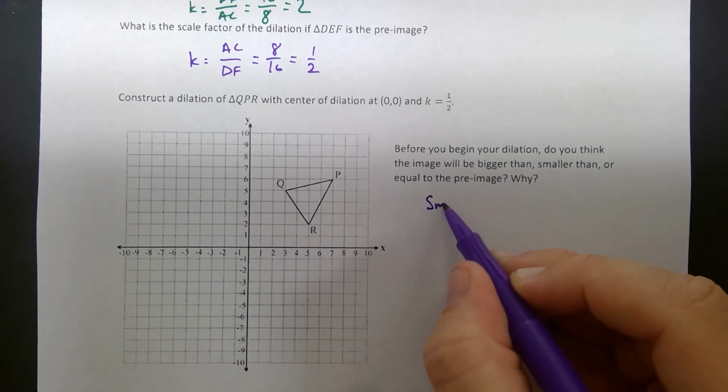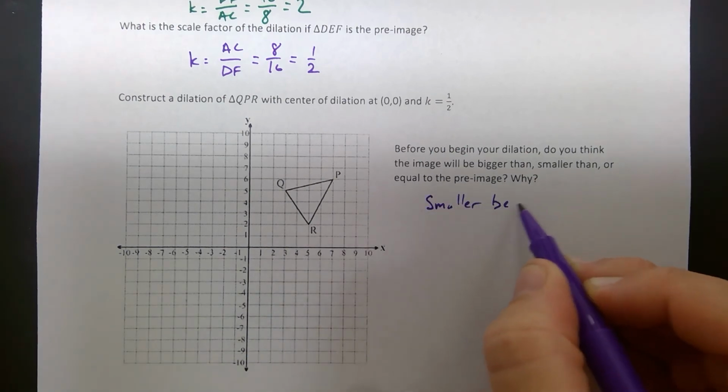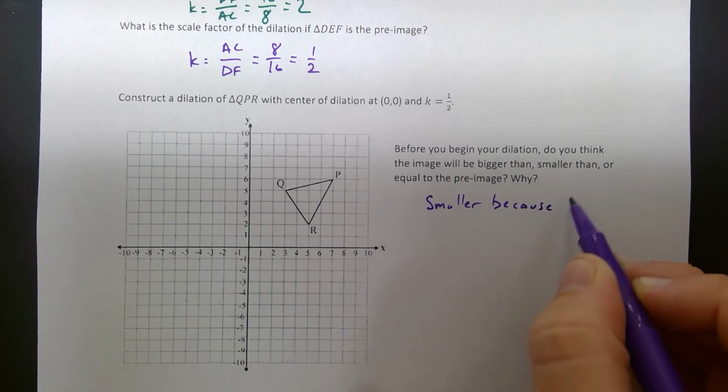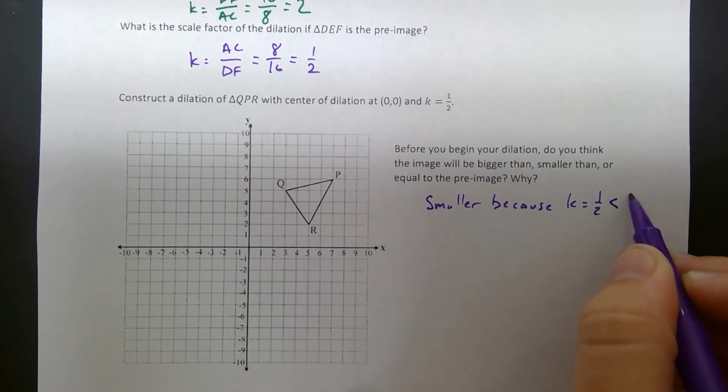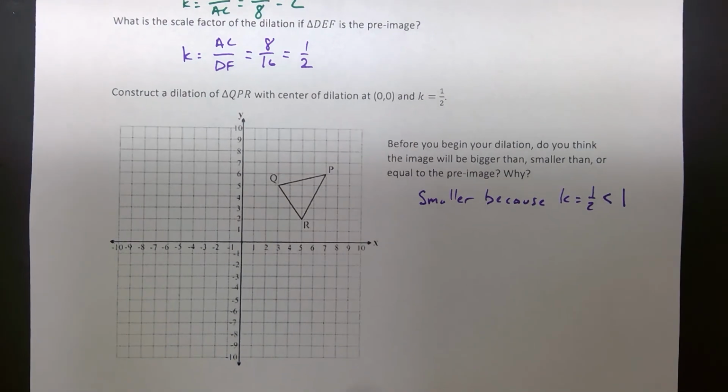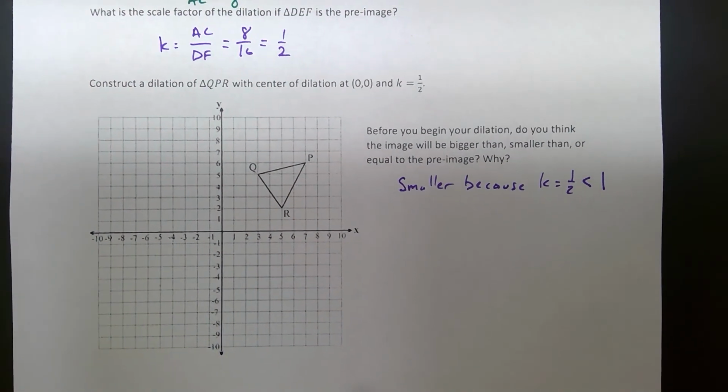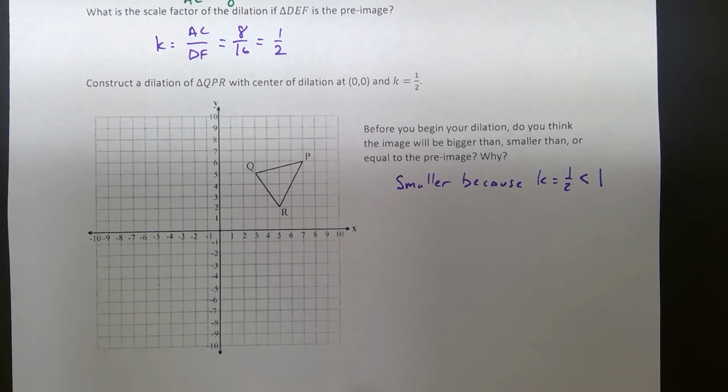So smaller because k equals 1/2, and that's less than 1. Okay, because our scale factor multiplies. If I multiply by a number smaller than 1, my outcome, my product, is going to be less. It's going to be smaller as well.